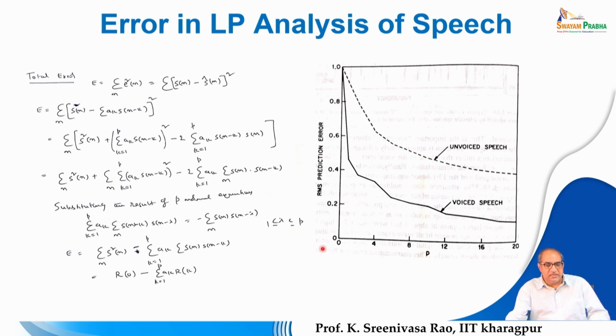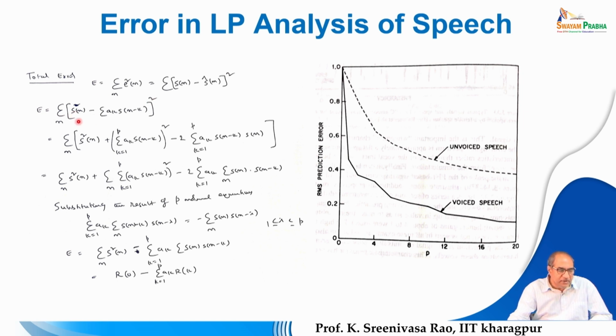The next part is the error analysis. Here this is the squared error. S of n is the actual signal, and S hat of n is the predicted signal using the linear prediction coefficients. Our ultimate objective is that the predicted samples should be very close, or almost the same as the actual ones. Towards this, the error in the prediction can be computed by taking a difference, and the square of that gives you the squared error.